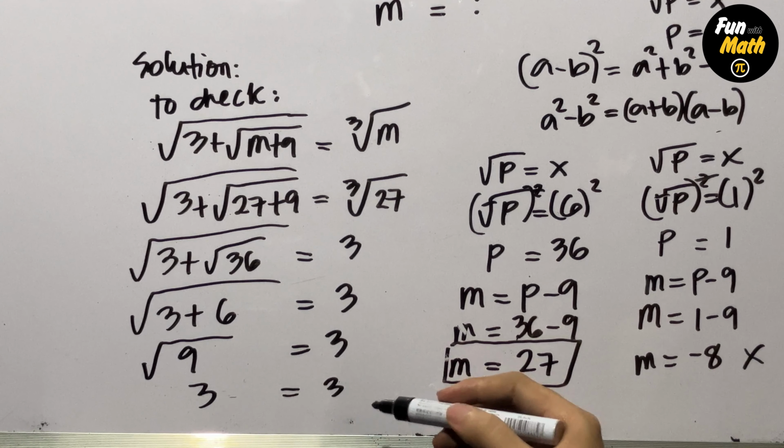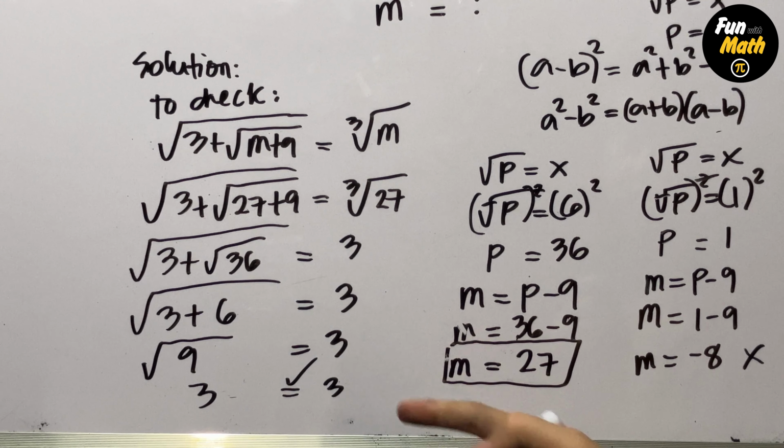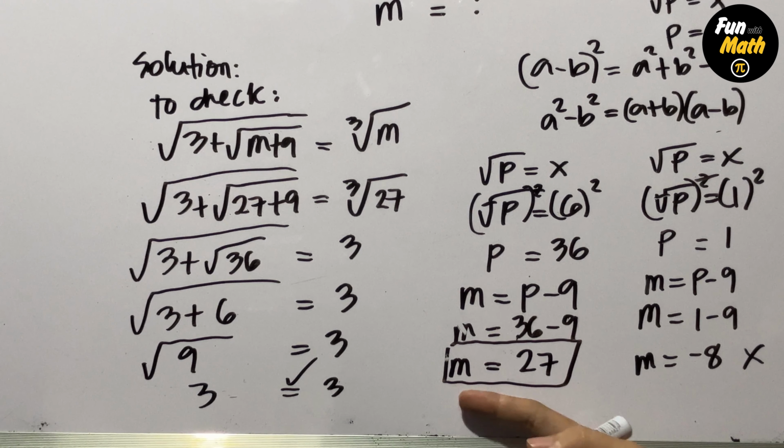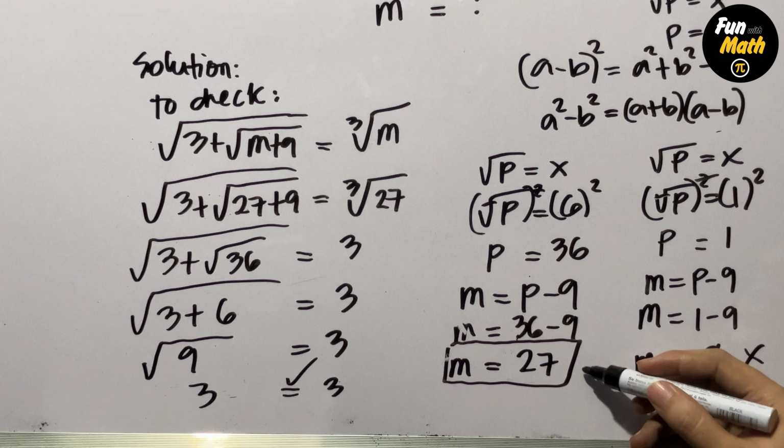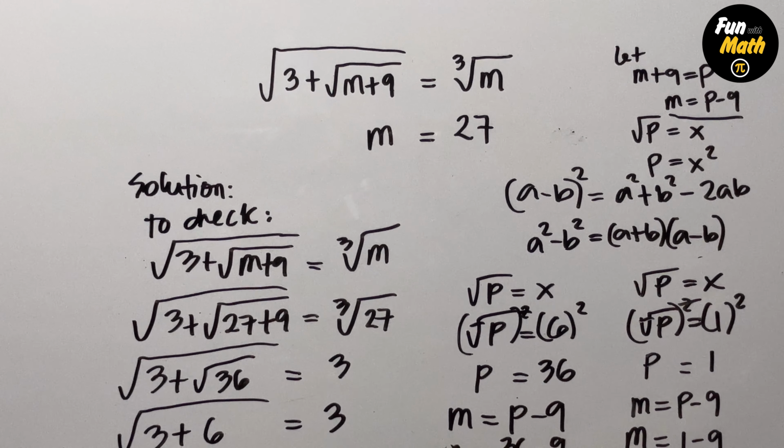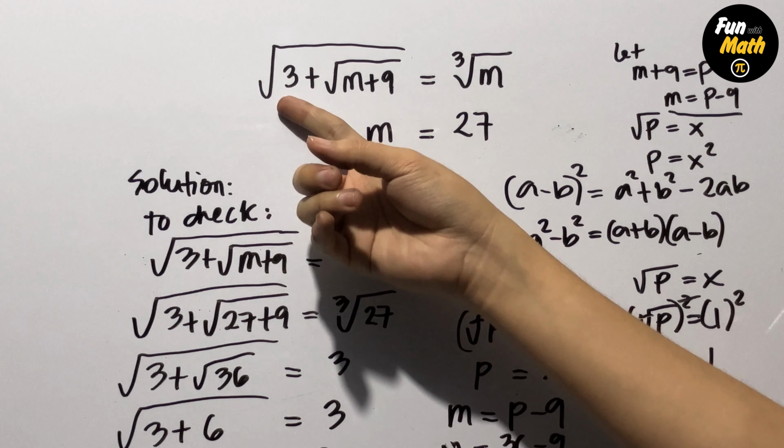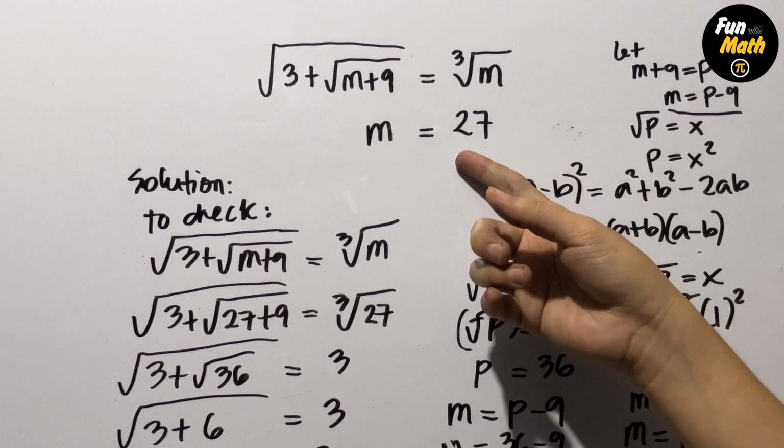So 3 equals 3, they are equal. That means m is equal to 27 is correct. Therefore, the value of m that will satisfy this equation is 27.